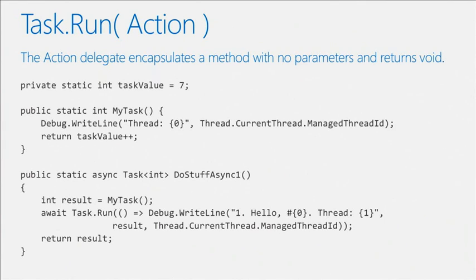Okay. So an action delegate encapsulates a method that has no parameters and returns void. And so if you look at the bottom in the asynchronous method there, in our await expression, we're running a task which is a lambda that has no parameters, and it's calling Debug.WriteLine, which returns void. So that lambda that we're running in another task that calls Debug.WriteLine is an action delegate. And it will just simply run that Debug.WriteLine code in another thread.